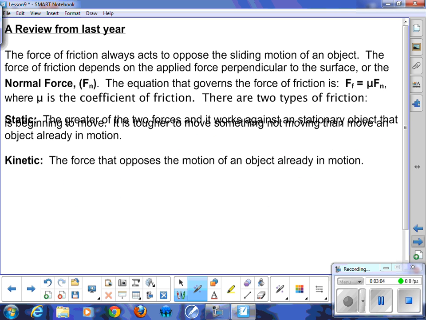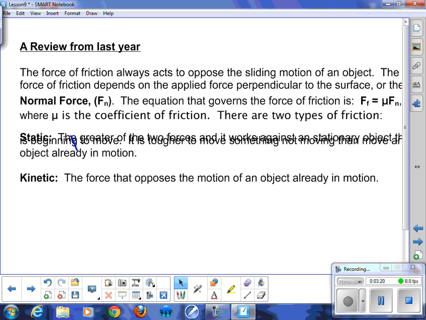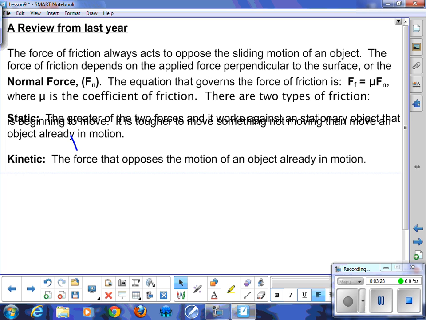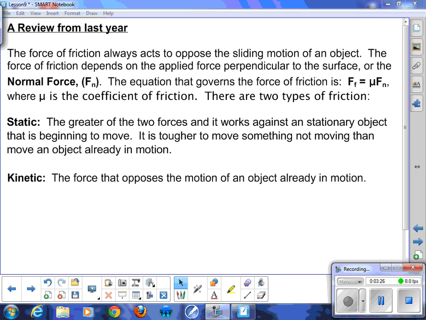Looking at the grade 11 course, the force of friction always acts opposite to the motion of an object. The force of friction depends on the applied force perpendicular to the surface. We talked about that last year. That is your normal force, and we said the normal force is very, very important. The normal force, F_n, is a vector, so we need the vector notation. The equation that governs it, from the grade 11 course, is that your force of friction is equal to mu, your coefficient of friction, multiplied by the normal force.